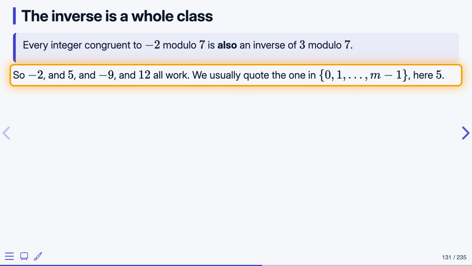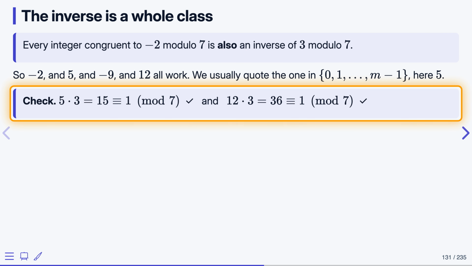Here that is 5. Check 2 of them. 5 times 3 is 15, which is congruent to 1 mod 7. 12 times 3 is 36, which is 35 plus 1, so also congruent to 1. Both work.